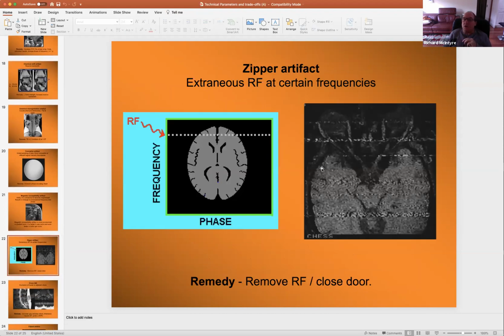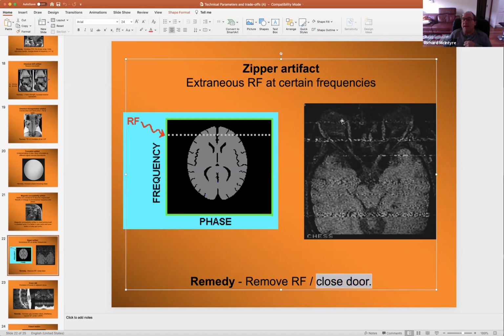Zipper artifact. So this is a frequency that's come in because the door's not closed. So someone's on their mobile phone has exactly the same frequency as this line of frequency in the image, and this line of frequency, and this line of frequency. So close the door, and then we have a Faraday cage that will stop that frequency entering the room. That's what the copper in the Faraday cage is for.